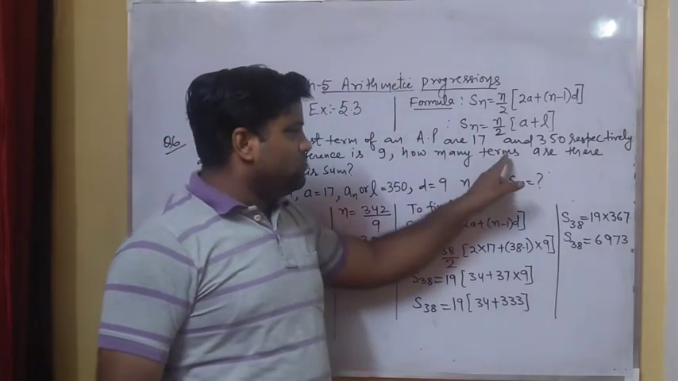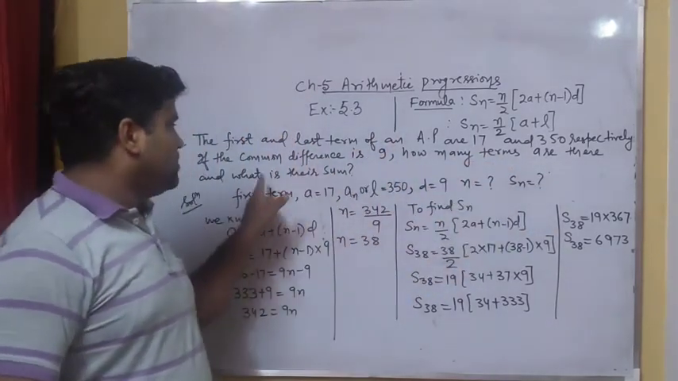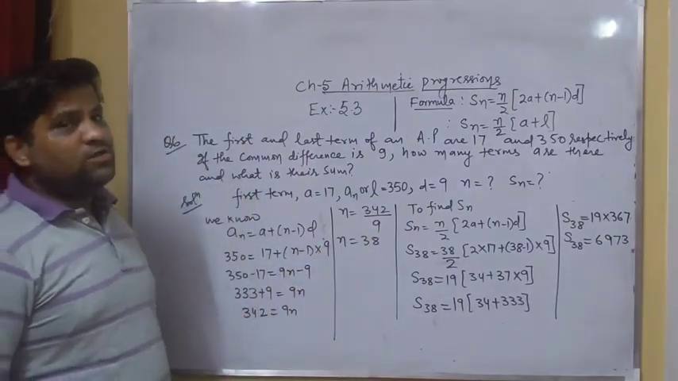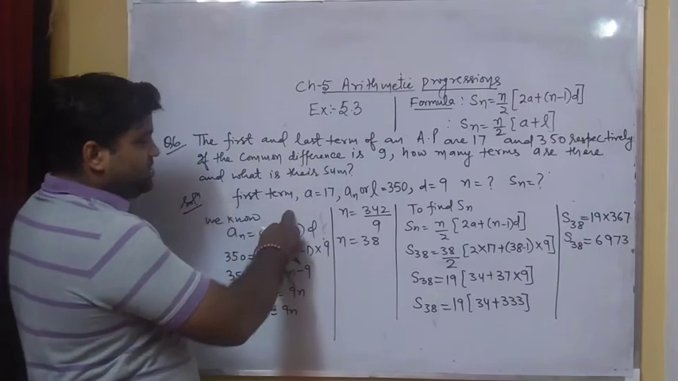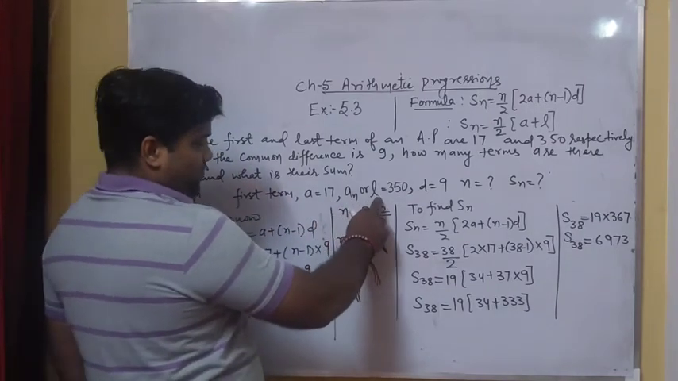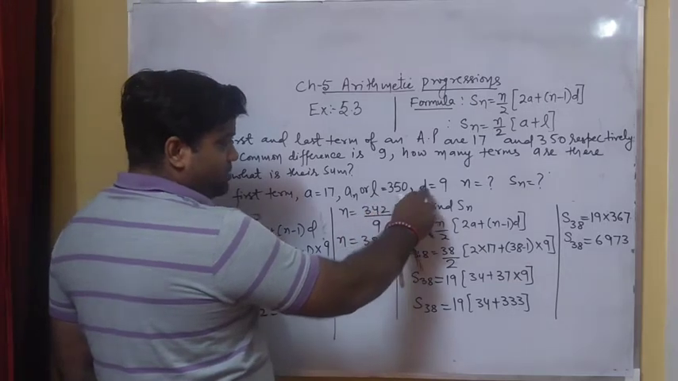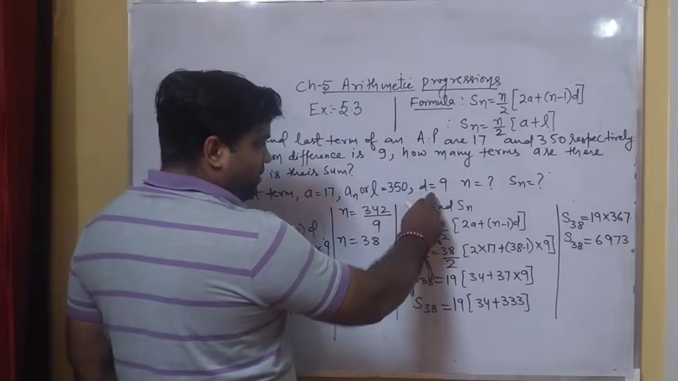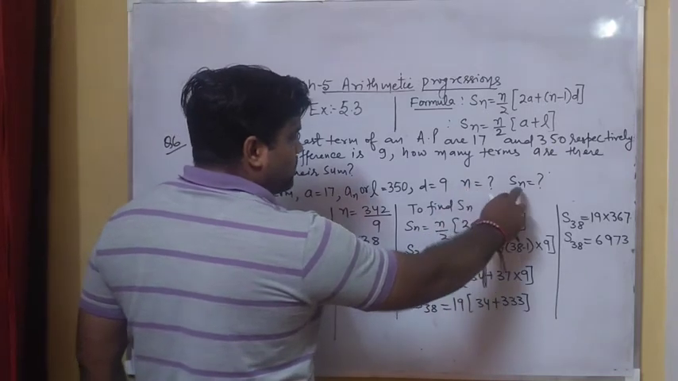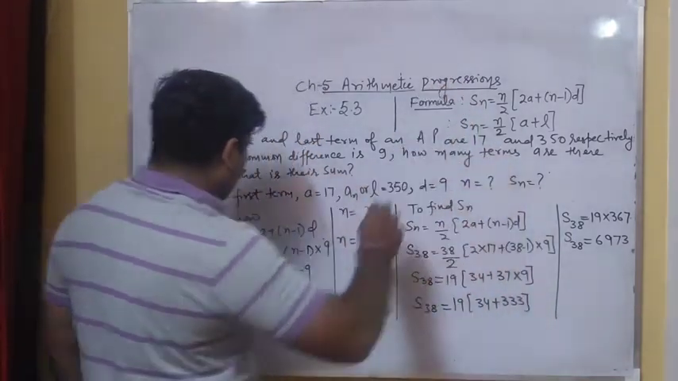Here we have to find the number of terms, which is n, and the sum of first n terms of an AP. Now let us come to the solution. The first term is given, which is 17. The last term, which we denote by an or l, is equal to 350. The common difference is given, which is equal to 9. We have to find the number of terms and the sum of first n terms of an AP.